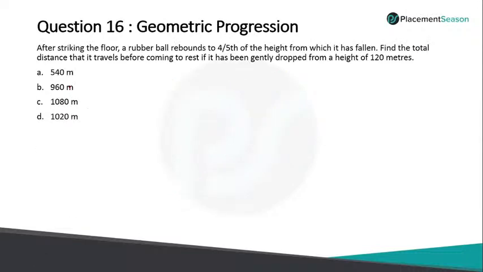In geometric progression, after striking the floor, the rubber ball rebounds to 4/5 of the height from which it has fallen. Find the total distance that it travels before coming to rest if it has been gently dropped from the height of 120 meters. This is a very important question and a very simple question too.